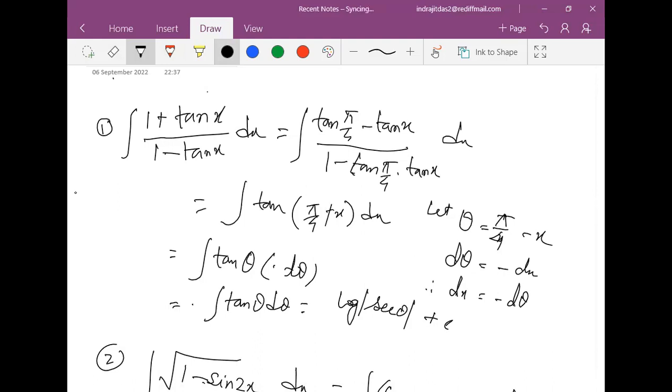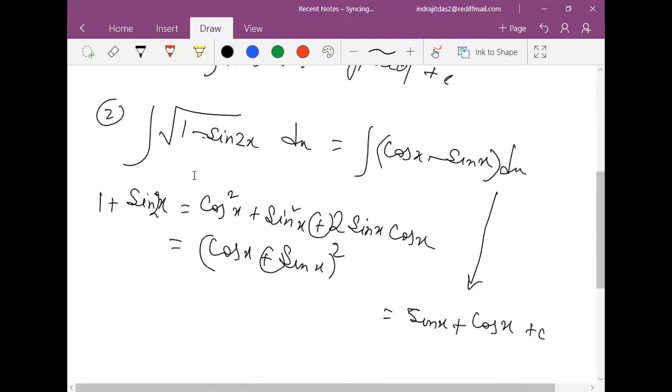So we will be taking theta is equal to pi by 4 plus x. So it will be plus. So no sign change, this will be plus. So d theta only, and the result will be log sec theta. So that sign change can be adjusted that way. Here also we can change the sign.